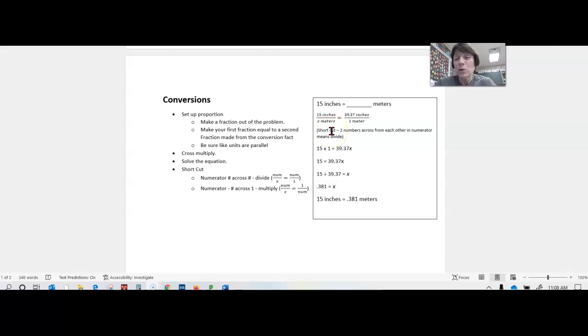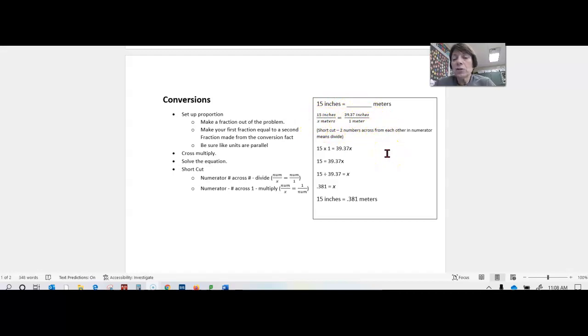remember our labels so that when we go to look for our conversion fact, we know which conversion fact to choose. I went to my conversion facts and I found out that 39.37 inches is equal to 1 meter. I take that conversion fact and I make another fraction out of it, making sure that I put inches across from inches and meters across from meters.